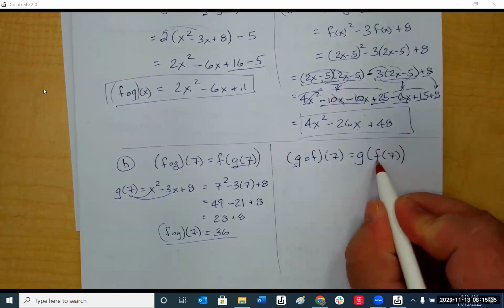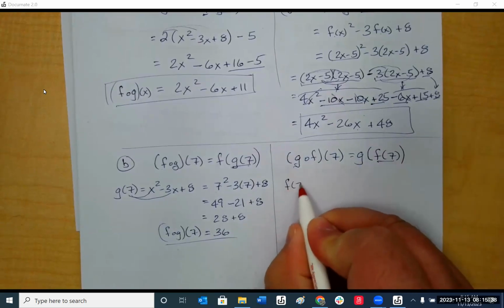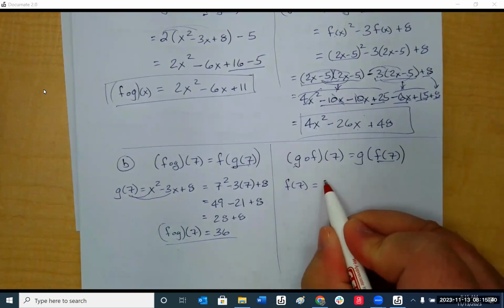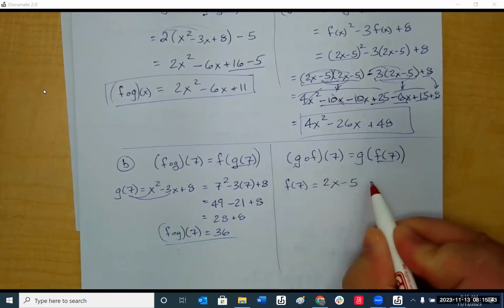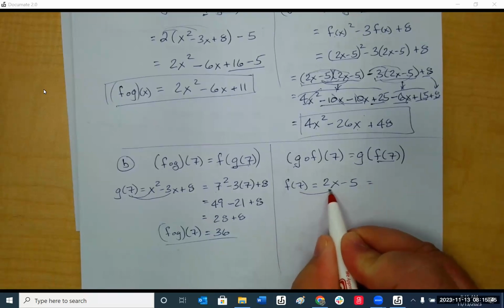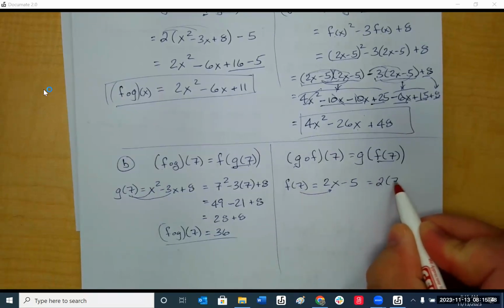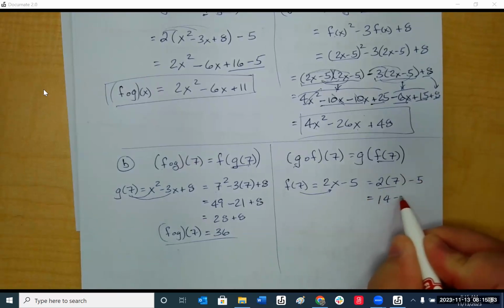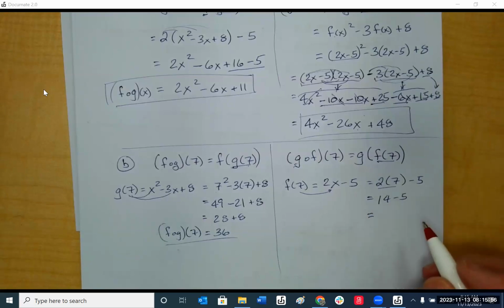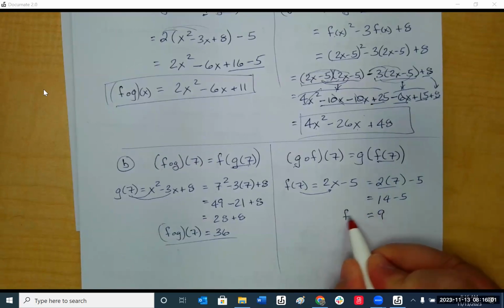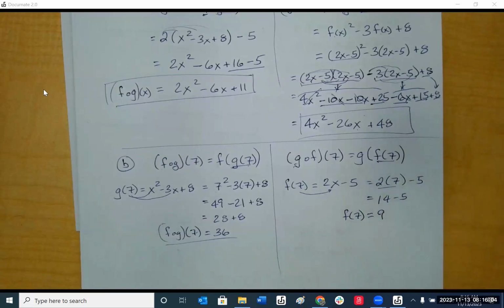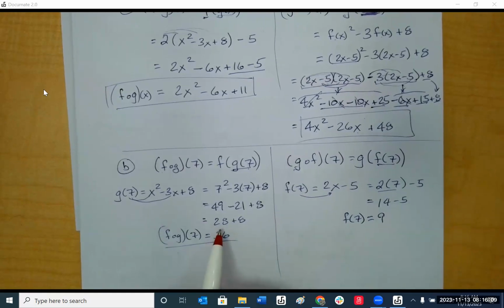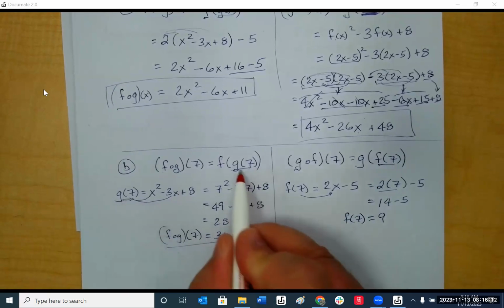Likewise, now the next one. f of 7, f is 2x minus 5. So anywhere I see an x, I put a 7. 2 times 7 is 14. 14 minus 5 is 9. So f of 7 is 9. Oops, nope. I didn't finish yet. This is just g of 7. I just did inside there.